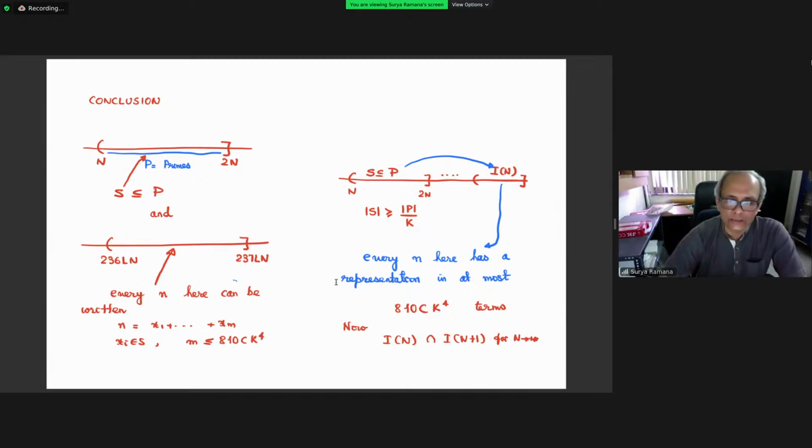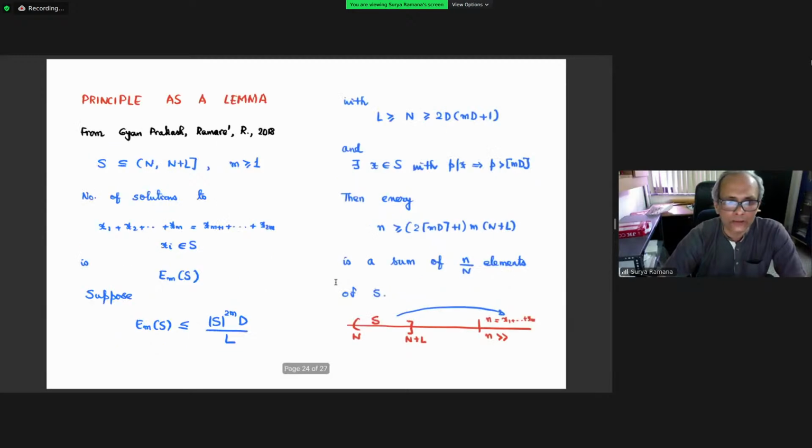So what does this finally mean? You can write this down as a strategy. So you can write the principle as a lemma. Okay, so this finally we kind of ironed it out a bit and put it in this paper with Gyan and Olivier. And the lemma is this.